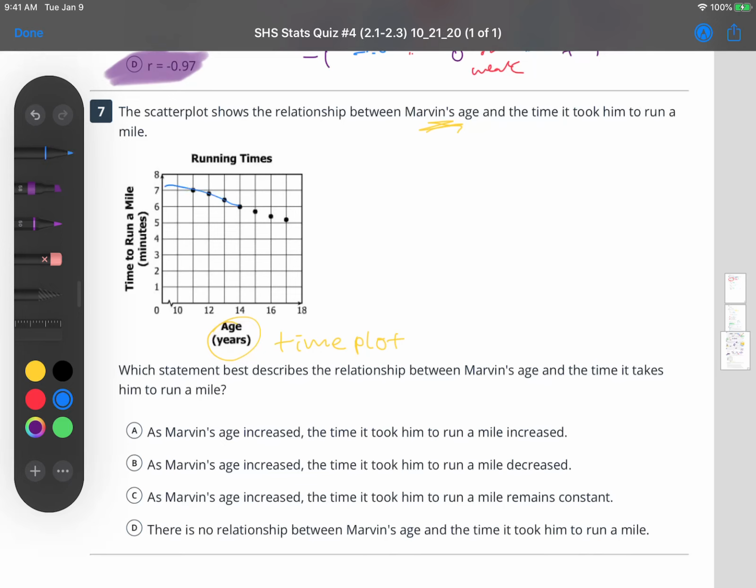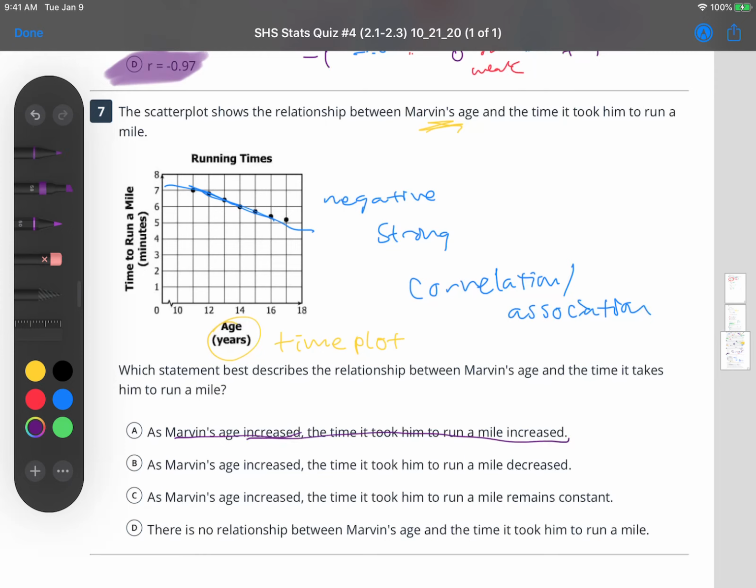Well, I noticed there's a negative strong correlation because those numbers are pretty much on the line, or say association. Let's be careful of the word cause. All right, let's do this one.